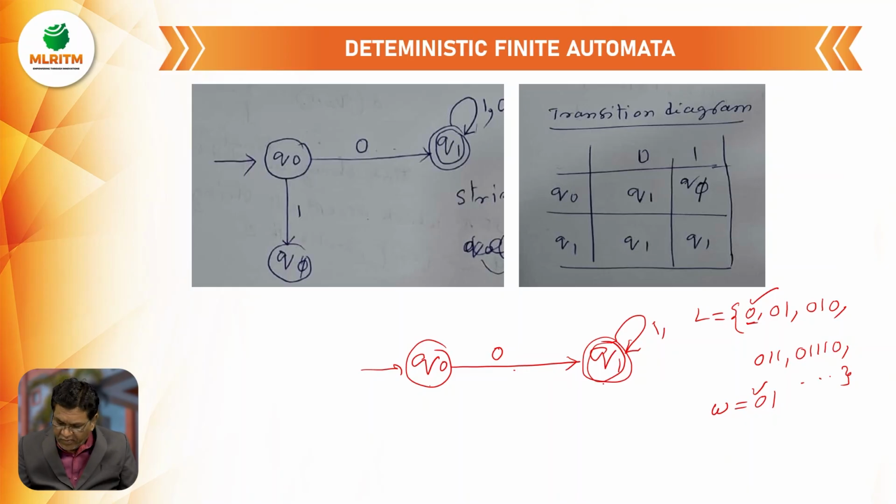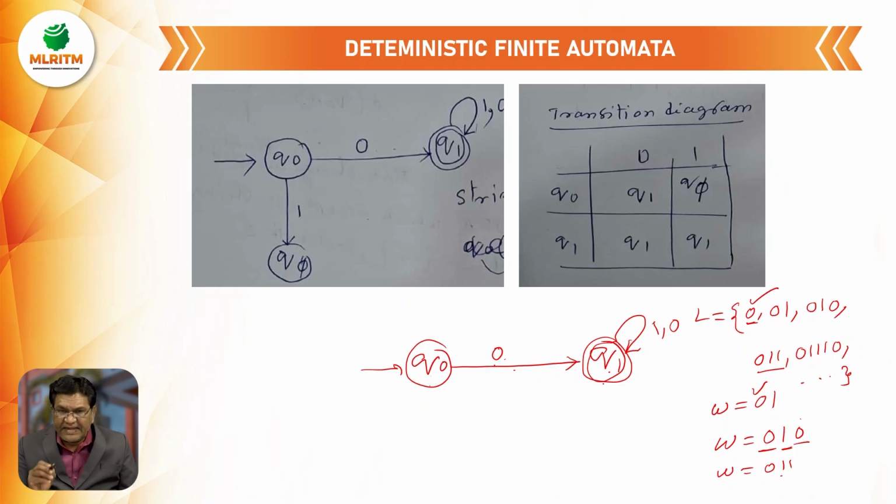Whatever you can take, W equal to 0, 1, 0. Q0 with 0 goes to Q1. Q1 with 1 goes to Q1 itself. Q1 with 0 is not available, so you can stay there itself. Now W equal to 0, 1, 1. Q0 with 0 goes to Q1. Q1 with 1 goes to Q1. Q1 with 1 goes to Q1. Then finally we reach the final state.